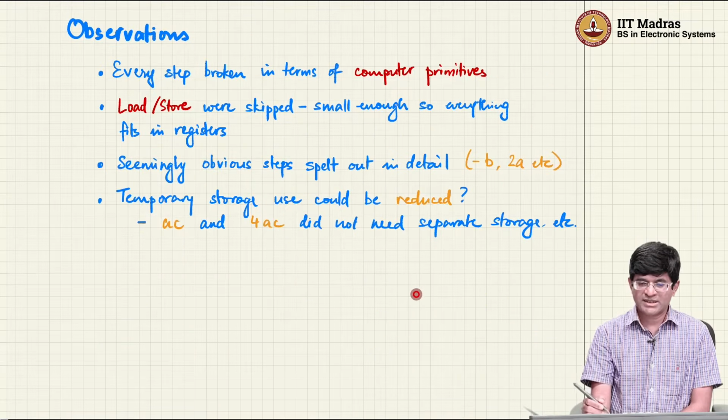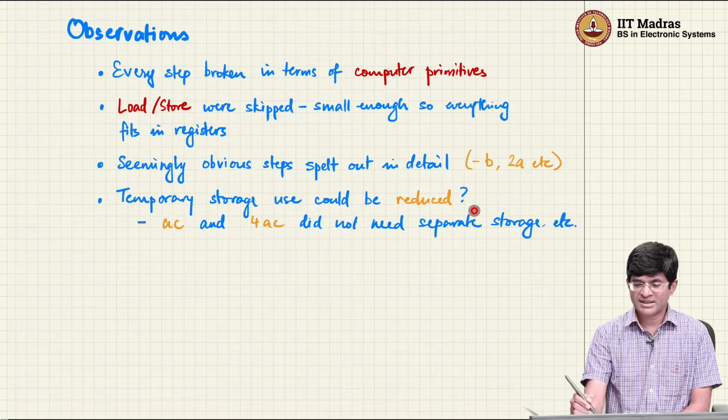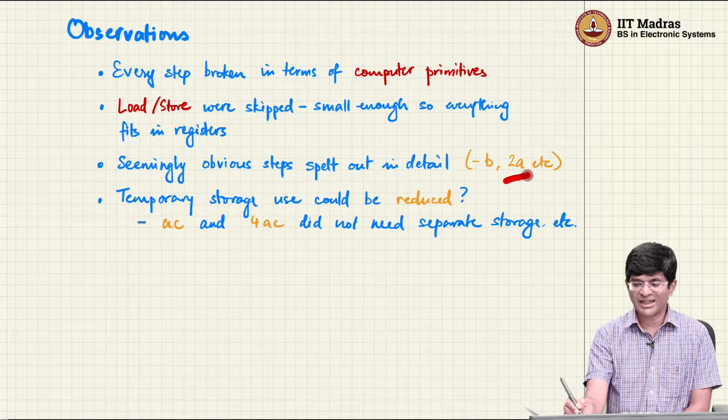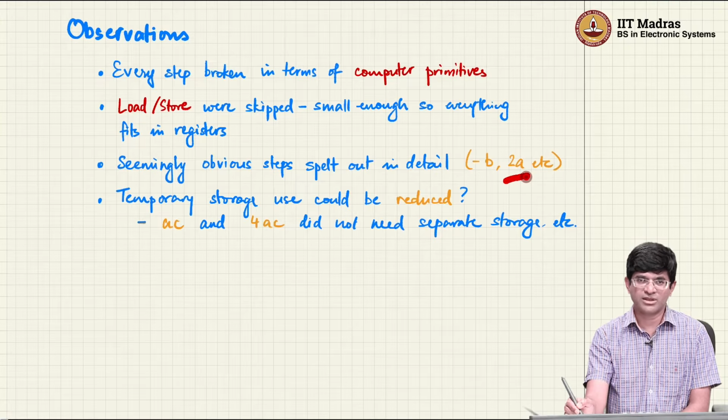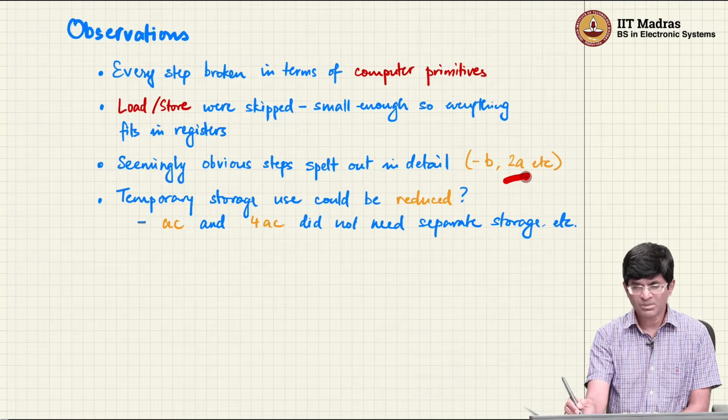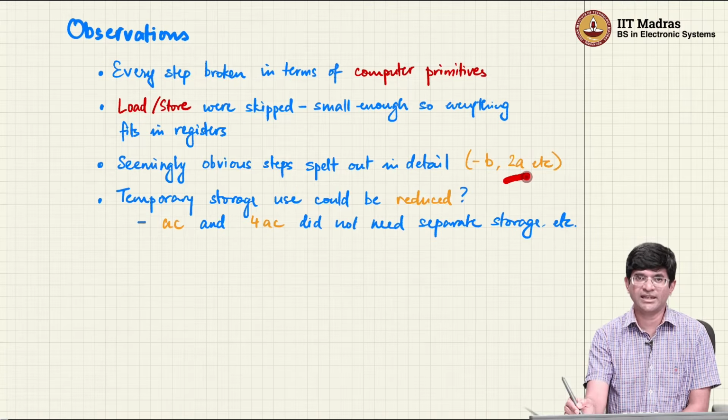Seemingly obvious steps, at least things that would be obvious to human beings, were completely spelled out in detail. So for example, the minus b, something that you would not really talk about as a separate step when you are describing it to a human, or maybe even something like 2a. You need to take a and double it. Yes, there is a multiplication involved, but humans don't really think of that as a big deal. It's just multiplication by a constant. You think of 2a as a term on its own, but a computer needs to be told explicitly to compute that.